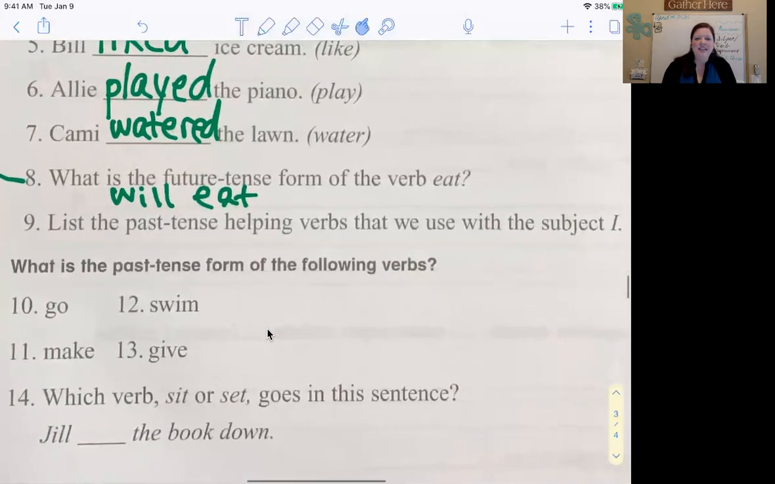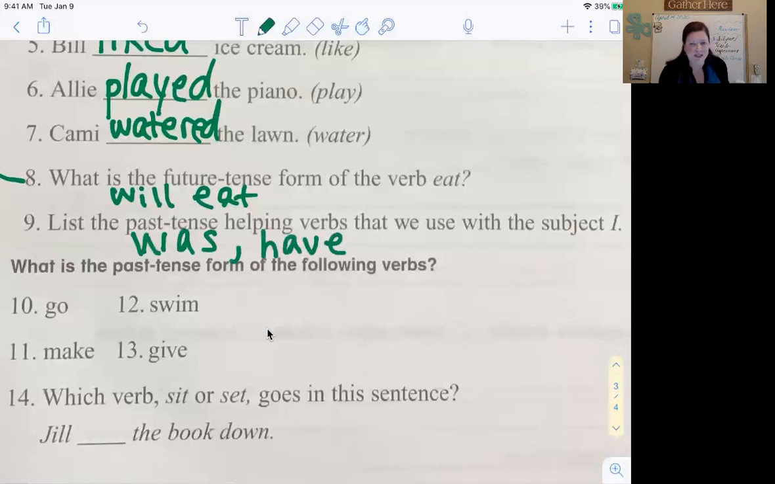Number 9, list the past tense helping verbs that we use with the subject I, the past tense. Past tense will be was, like you might be thinking, I was in the 3rd grade last year. Or have, I have been there many times before. Or had, maybe you have had a birthday party in times past.